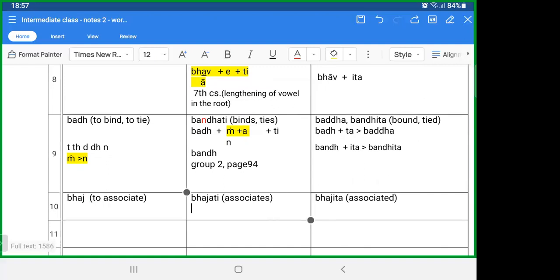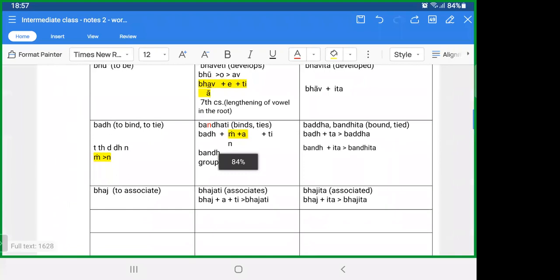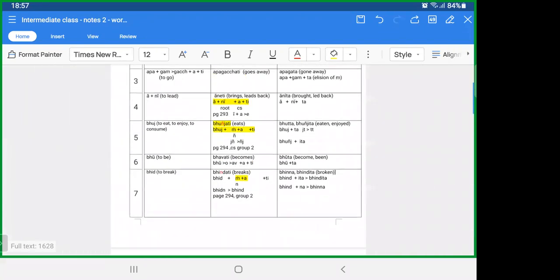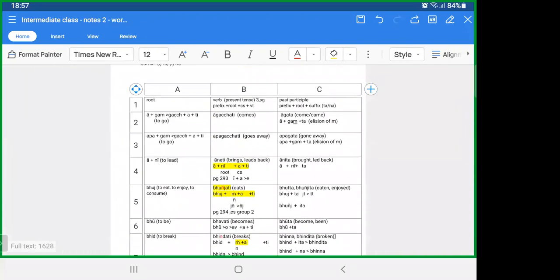So this is easy. BHAJ plus A plus T, so you get Bhajati. This one is easy. BHAJ plus the ita, so you get Bhajita, right? So that means that out of this 10, the same as the remaining, there are 50 to go, okay?